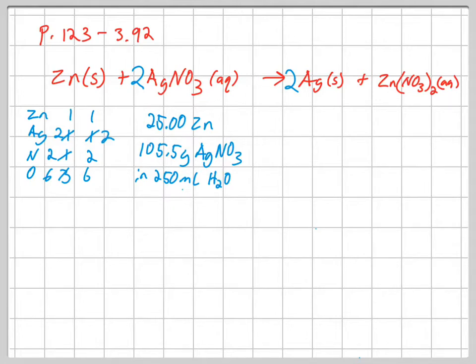All right. So, first off, we got to figure out how much silver metal is going to be produced. Looking at what's given in the problem, somebody's driving up. Somebody came to the door. So in our description for the problem, it tells us it's in 250 milliliters of water. That's not important at this point. That has nothing to do with the limiting reactant. Now, when we have 25 grams of zinc with 105.5 grams of silver nitrate, what we've got to do is find out how many moles this is.